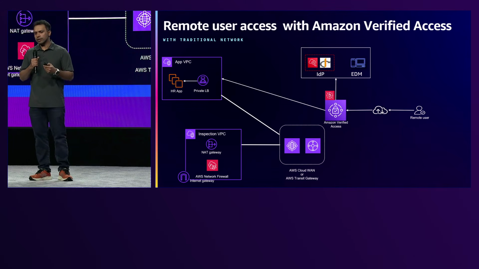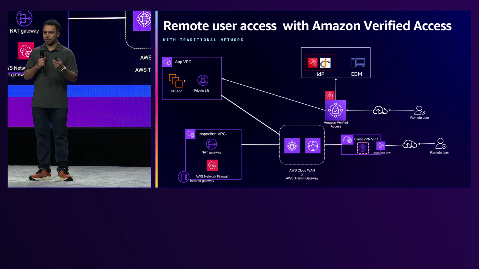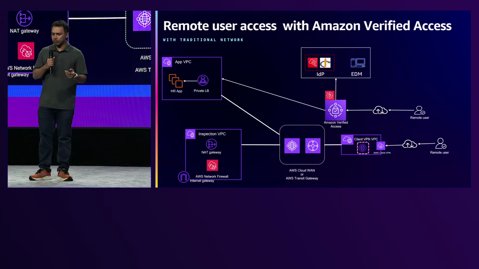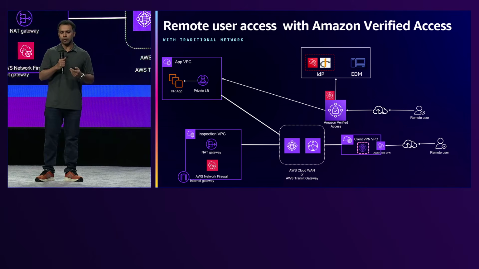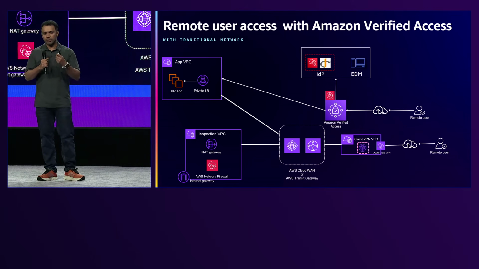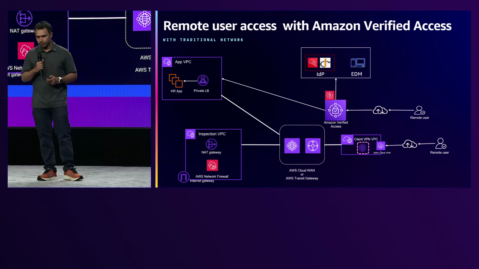Now, let's say you have a set of existing users that are using client VPN, where the client VPN VPC attaches into the Cloud WAN or transit gateway. That part can continue to coexist with your AVA deployment as well. So again, AVA can coexist with your transit gateway or Cloud WAN based deployment.